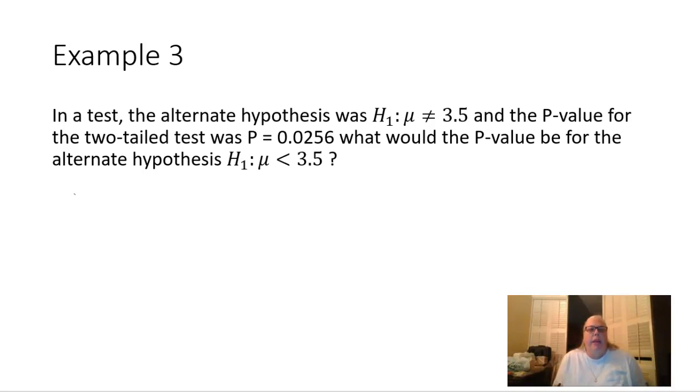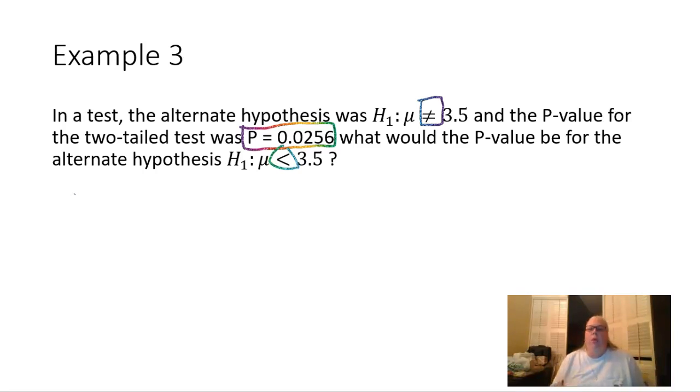Example 3. In a test, the alternate hypothesis was mu is not equal to 3.5, and the p-value for the two-tailed test was p is equal to 0.0256. What would the p-value be for the alternate hypothesis mu is less than 3.5? So what they're asking is, how is this p-value right here going to change if I go from a two-tailed test down to a left-tailed test?